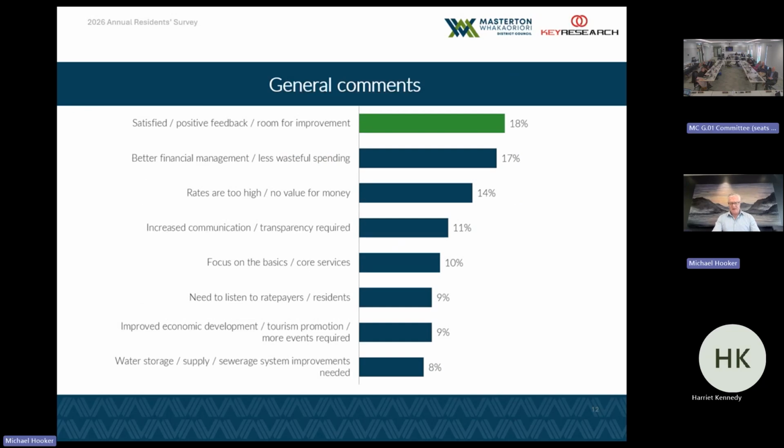And we have a question in the questionnaire, which allows our residents to provide us with the verbatim comments. So this is the general comment section. And you'll see a number here specifically related, again, to image and reputational concerns and also perceptions of value for money as well.